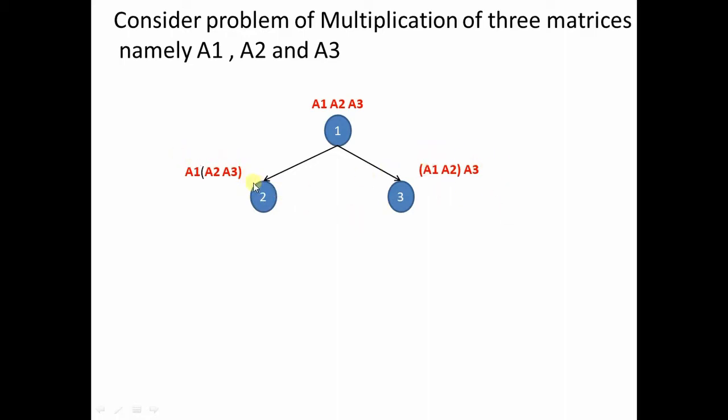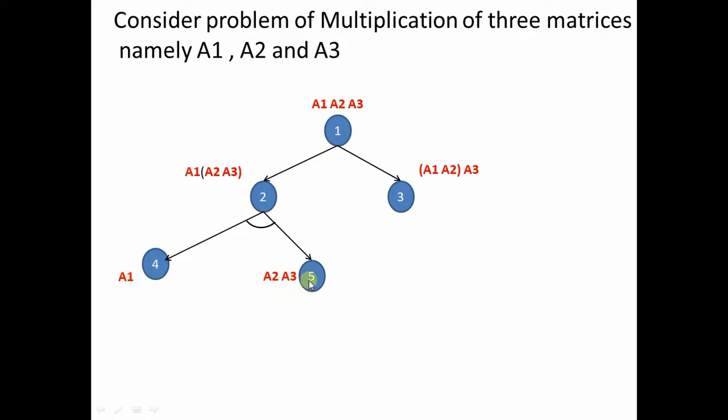Let's continue further. Now how do we get this? A1 into A2A3. How do we get this? Let's consider that A1 is the matrix and node 4 represents that matrix. To achieve this multiplication, you will have A1 and you will have A2A3, right? Fine. Now to achieve this multiplication, first you will have to multiply A2 A3, and then to this result you will have to multiply A1.